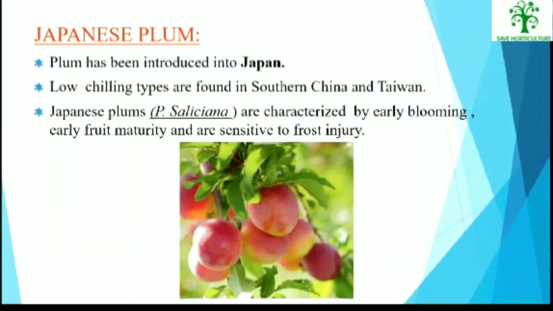Japanese plum, scientifically called Prunus salicina. Japanese plum has been introduced into Japan. Low chilling types are found in southern China and Taiwan. Japanese plums, Prunus salicina, are characterized by early blooming, early fruit maturity, and are sensitive to frost injury.